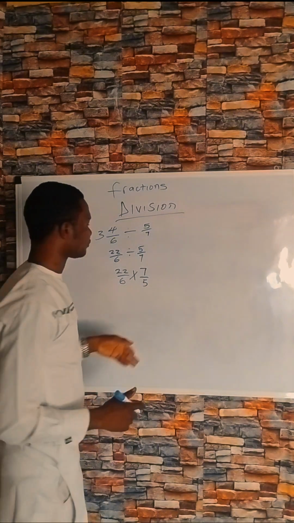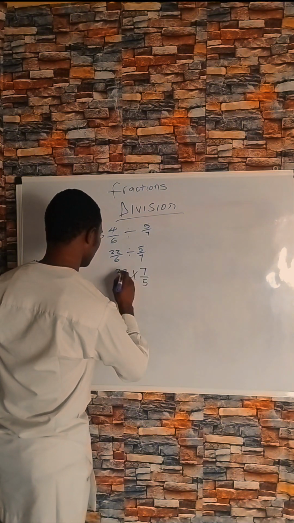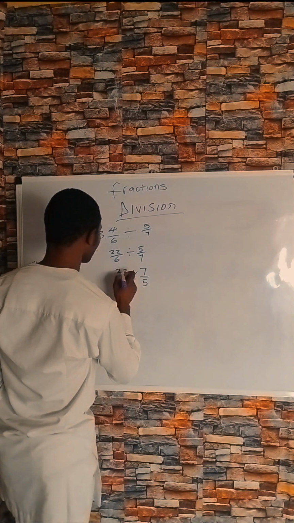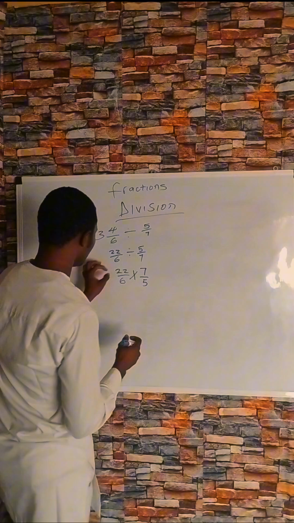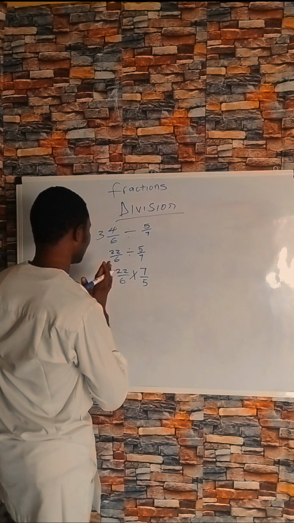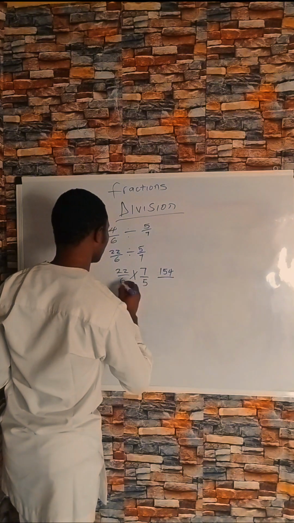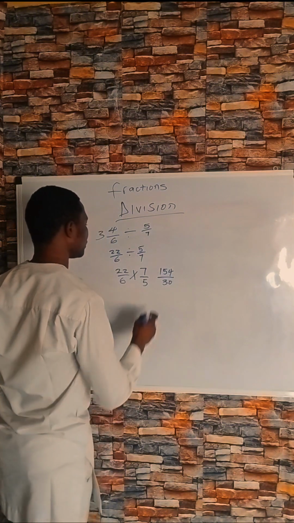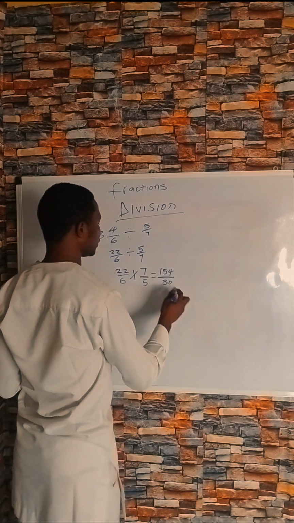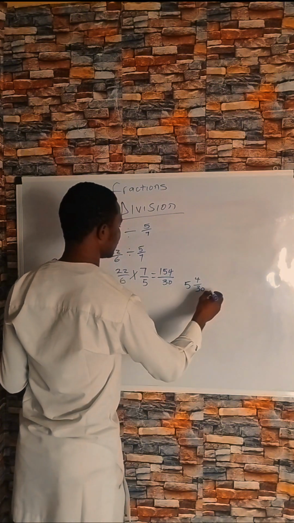The same process again. Don't forget the multiplication process: numerator, multiply the numerator, denominator, multiply the denominator. So this is 22 times 7. 20 times 7 is 140, 2 times 7 is 14, add it together, that is 154. So this is 154 over 30. So the answer becomes, simplify this, 30 into this becomes 5 whole number 4 over 30. So this is the final answer.